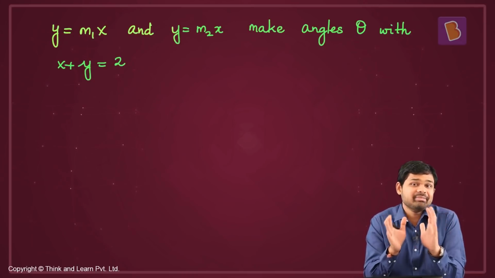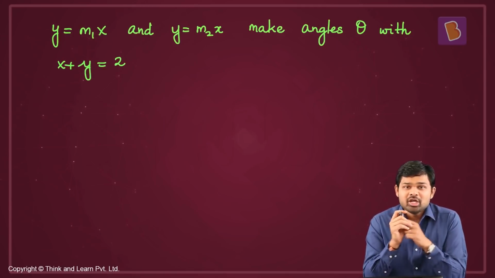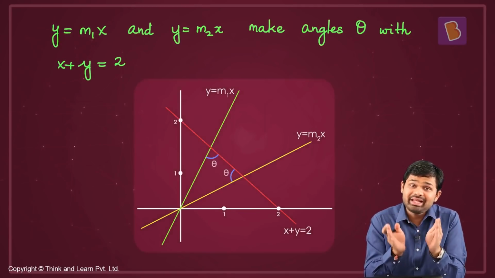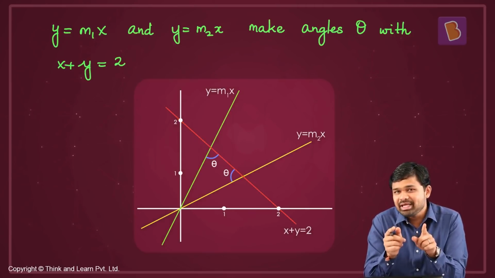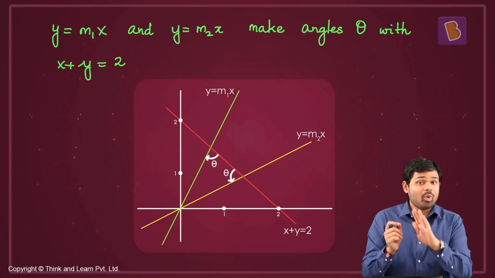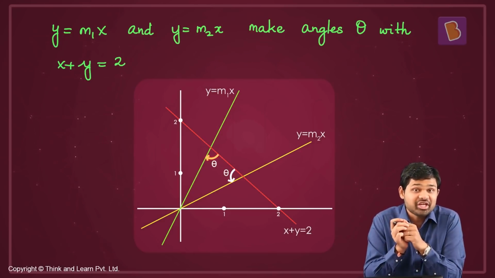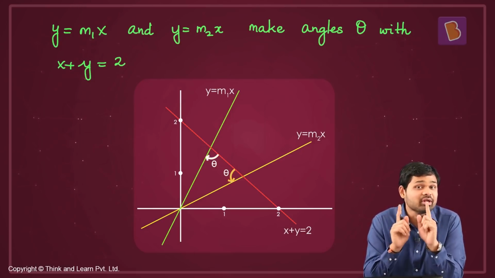So both these lines make an angle theta with x plus y equal to 2. So if both the lines make the same angle theta with x plus y equal to 2, this means that these angles are going to be measured in two different directions, right? So one angle is going to be measured in the clockwise direction, the other one is going to be measured in the anti-clockwise direction. So you have to remember this.